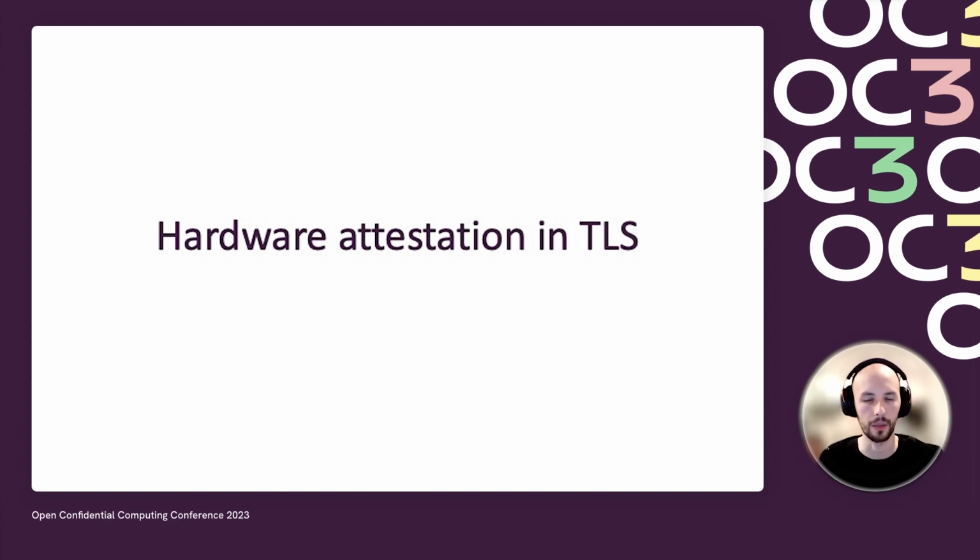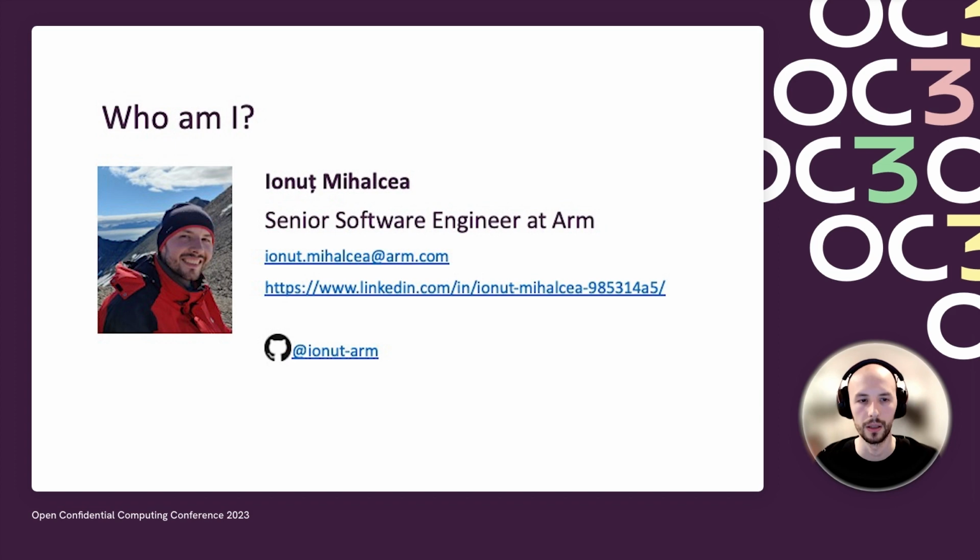I'm Ionuț Mihalcea. I'm a senior software engineer in ARM, and I work in the system solutions prototyping team, essentially doing proof of concepts for various bits of code that we think are relevant to our software ecosystems, particularly around confidential computing.